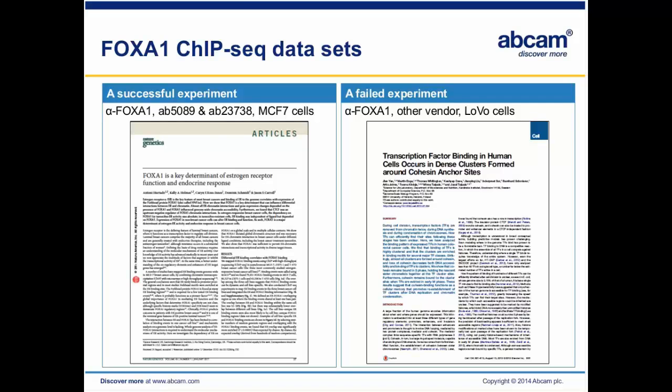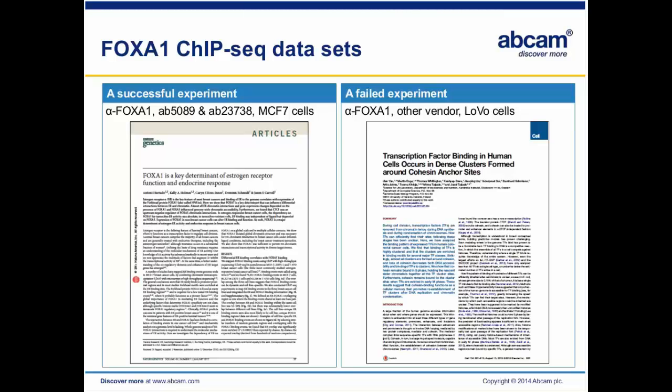The successful FOXA1 ChIP-seq data is from the MCF7 breast cancer cell line, published in Nature Genetics from Jason Carroll's lab, shown on the left-hand side. In this paper, the authors discovered that FOXA1 is absolutely required for estrogen receptor DNA binding and activity in breast cancer cells. The failed one is from the Novo colon cancer cell line, published in Cell from the Young lab, shown on the right-hand side.